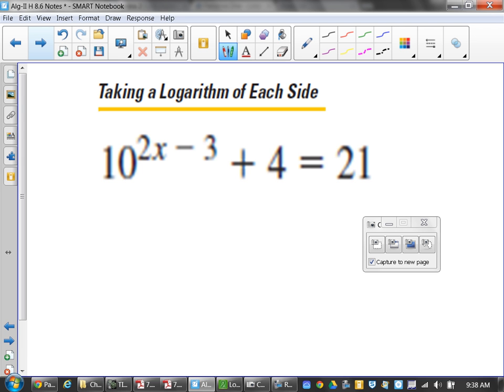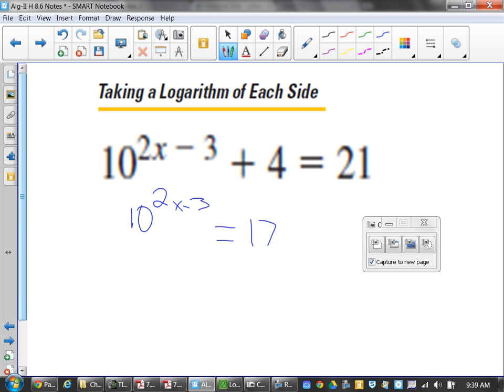You subtract 4. Yes, but you have to move stuff around before you can log both sides. Yep, subtract 4, you get 10 to the 2x minus 3 is 17. Now, what log base do you have to take? Just 10.